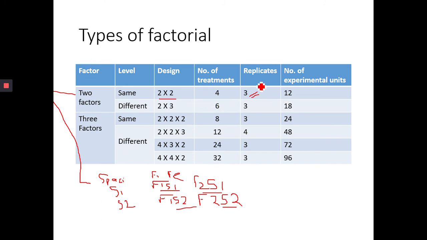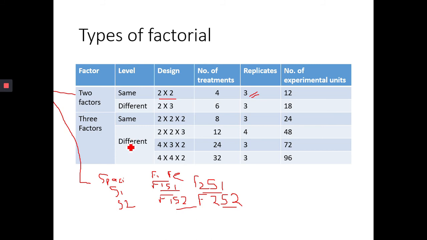So likewise, if the factors are different, for example 2 by 3, this becomes straightforward. We are just multiplying. And in the case of 3 replicates, we'll have 6 by 3, which is 18 experimental units. So please analyze this table. The same applies here for a 3 factor design, whether the levels are the same or different, and these are the combinations.